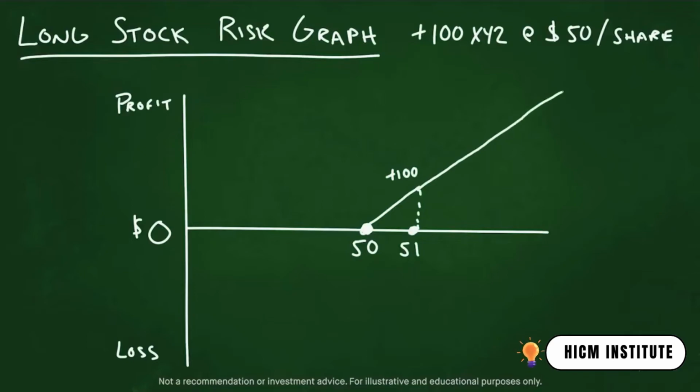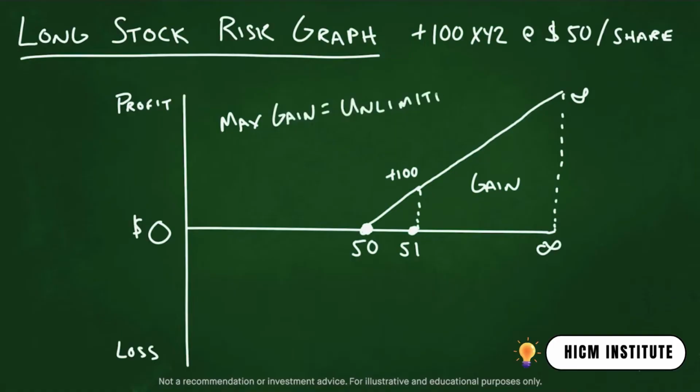Now, what if the stock goes up forever? Well, technically, if you own shares of stock, the theoretical profit is that the stock can really go up to infinity. Now, that's not necessarily the case in real life, but from a theoretical standpoint, if the stock price just kept going up, we would have infinite profit potential. So what we call this is, our max gain on the position for owning shares of stock is unlimited.